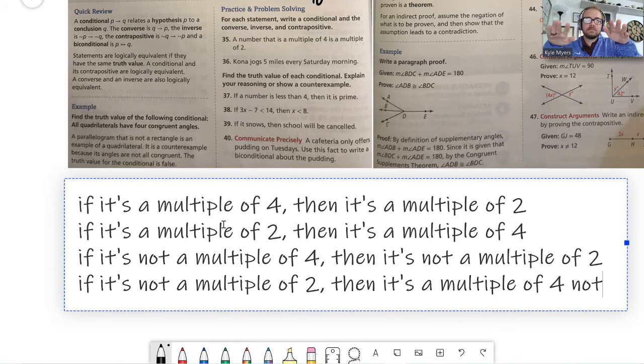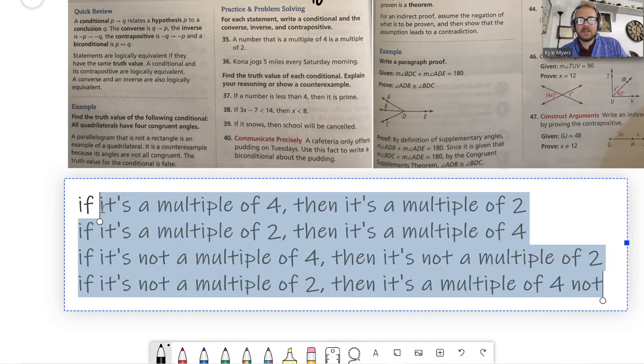Left and right. Inverse would be, which one is the inverse? Oh, the next one here. If it's not a multiple of 4, then it's not a multiple of 2. That's the inverse. And then contrapositive is the last one. So the first one's the conditional statement written in if-then form. Next one is the converse. Next one is the inverse. Next one is contrapositive. Okay. Now, since there are, how many of these? Oh, there's only one more. We can go ahead and do that. Why not?